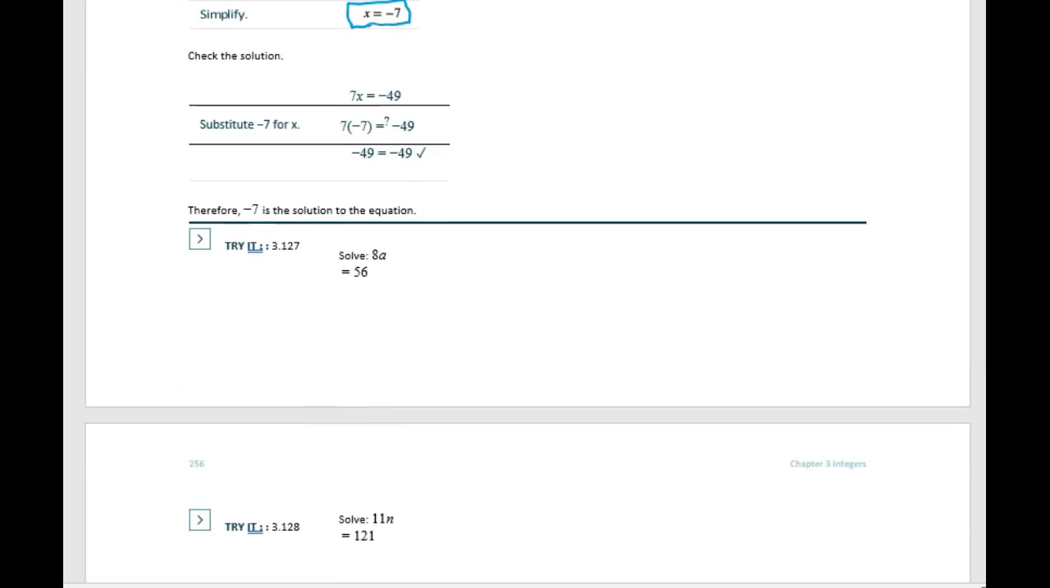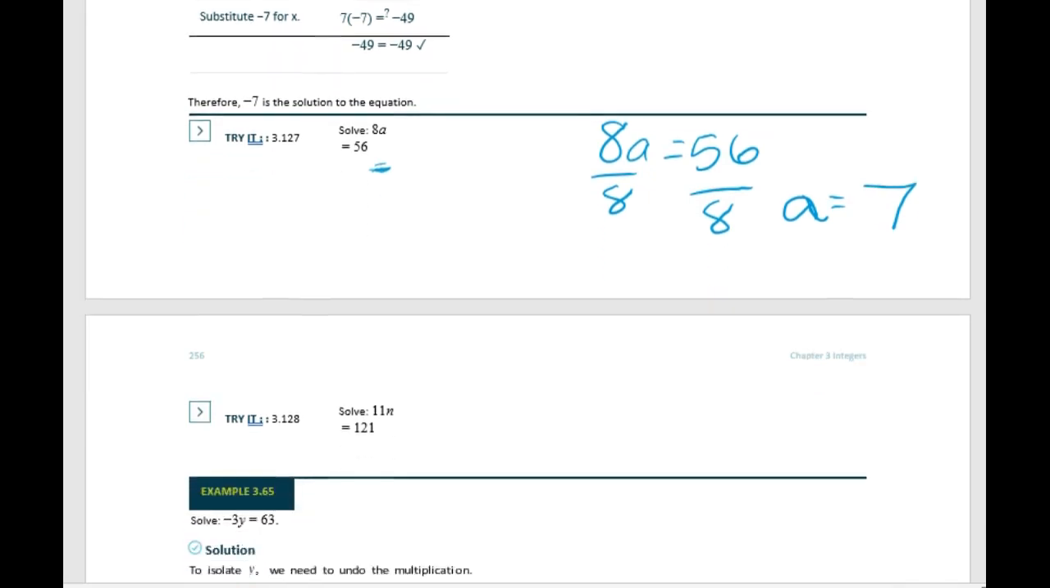Here I have 8a equals 56. So I want to solve, which means get the variable by itself. So I see it here, I'm multiplying, right? And I know to undo multiplying, I divide. So I have 8a equals 56. So I divide by 8, divide by 8. So a is equal to 7. Since both of these were positive, I know my result is going to be positive as well.